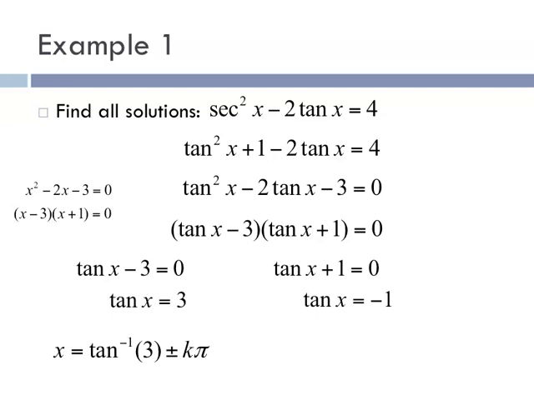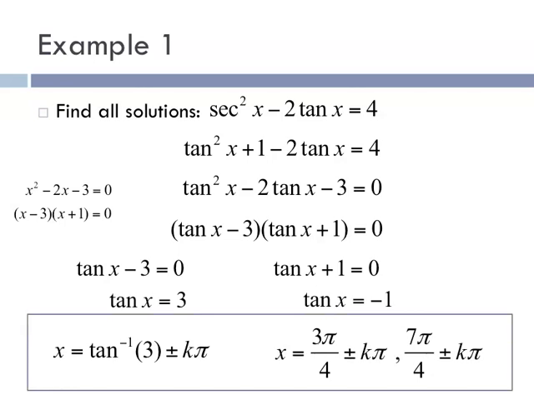Now, 1 is a memorized value, right? The reference angle is pi over 4. So in this case, in quadrant 2, our angle is 3 pi over 4, and then it's plus or minus k pi. And then in quadrant 4, that would be 7 pi over 4 plus or minus k pi. So those are all your solutions for this example.